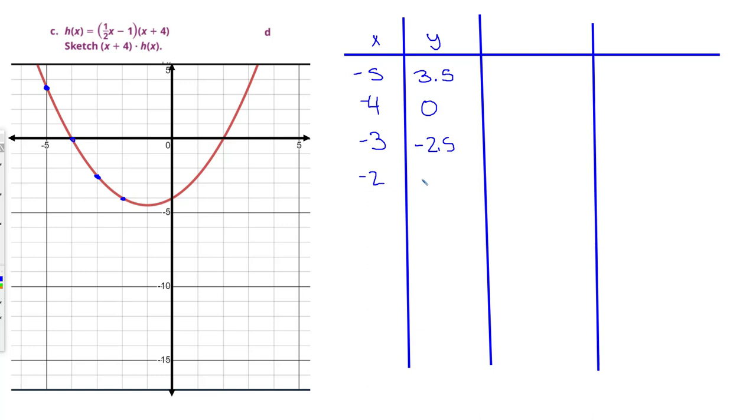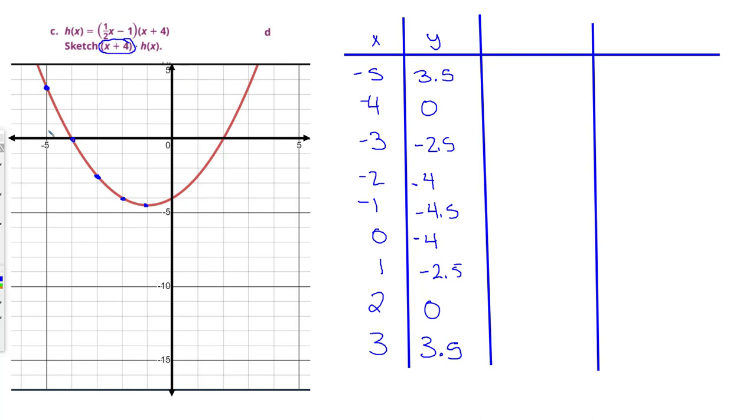-2 and 4. -1, oops, that was -4.5. 0, 4. 1, excuse me, -2.5. 2, we're back at 0. And 3, we're back at 3.5.